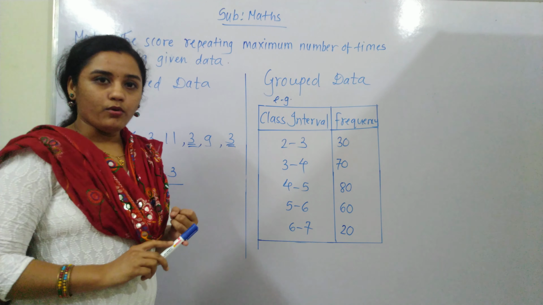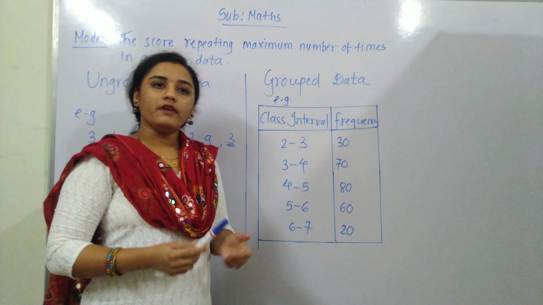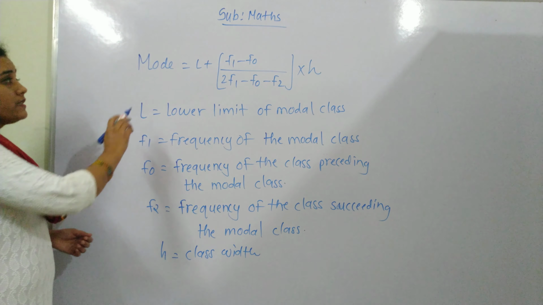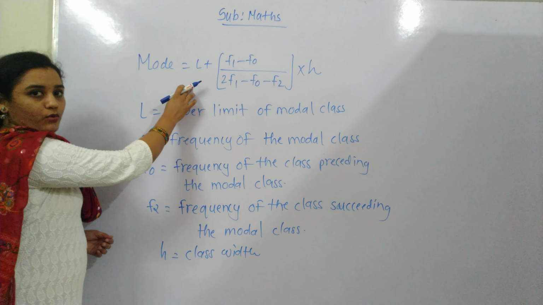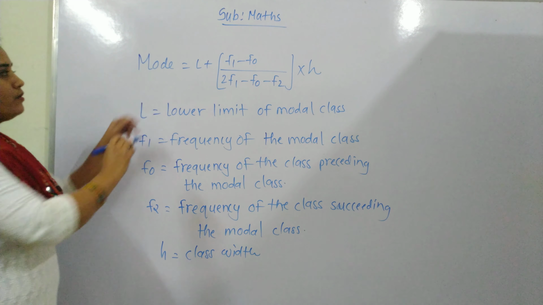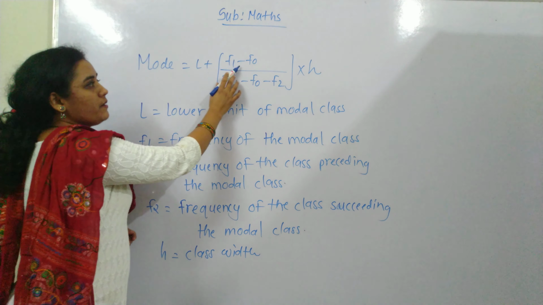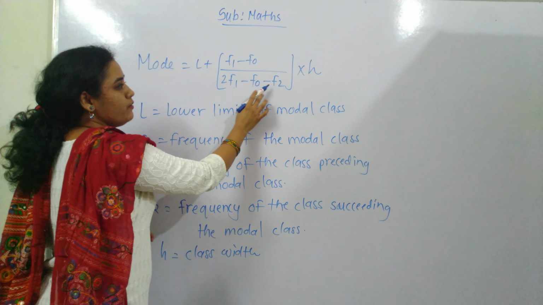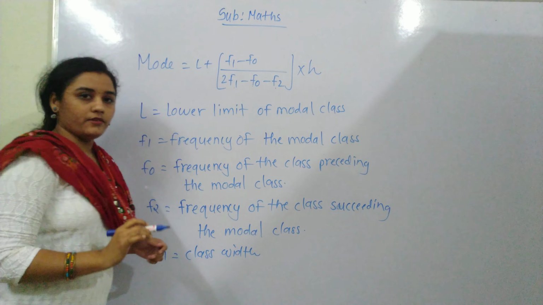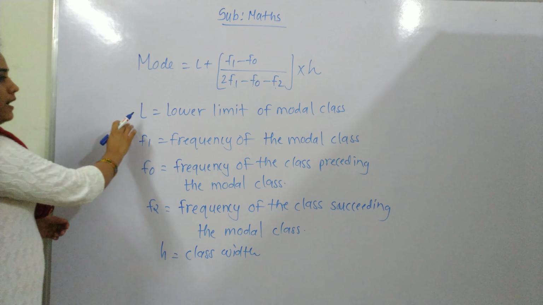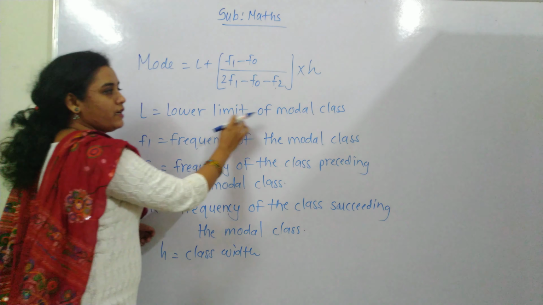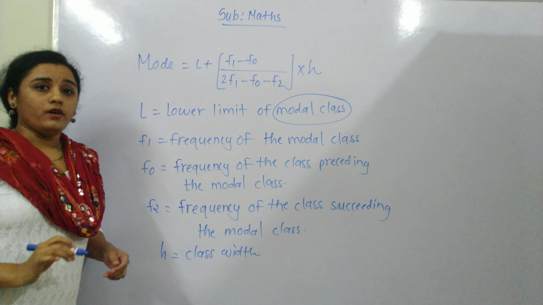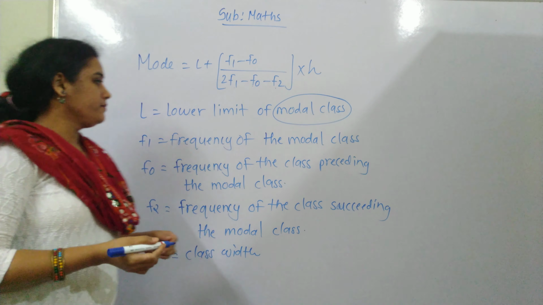To calculate mode for grouped data, we need one formula. This is the formula to calculate mode: Mode is equal to L plus (F1 minus F0) upon (2 times F1 minus F0 minus F2), into H. Now in the formula, L is equal to the lower limit of the modal class. Now, modal class means what? That I will explain to you later.